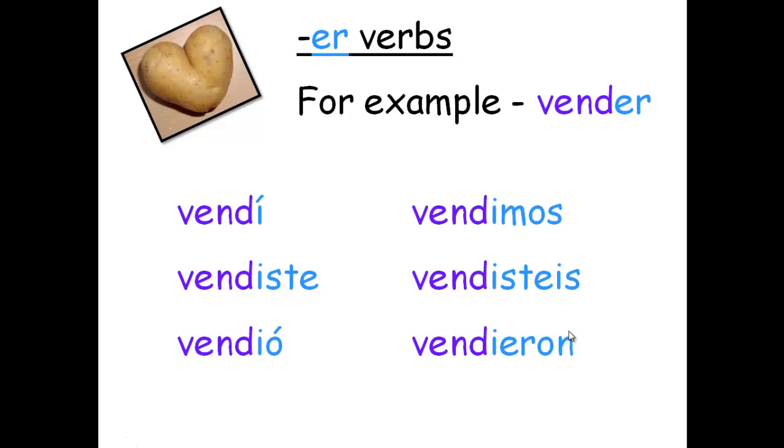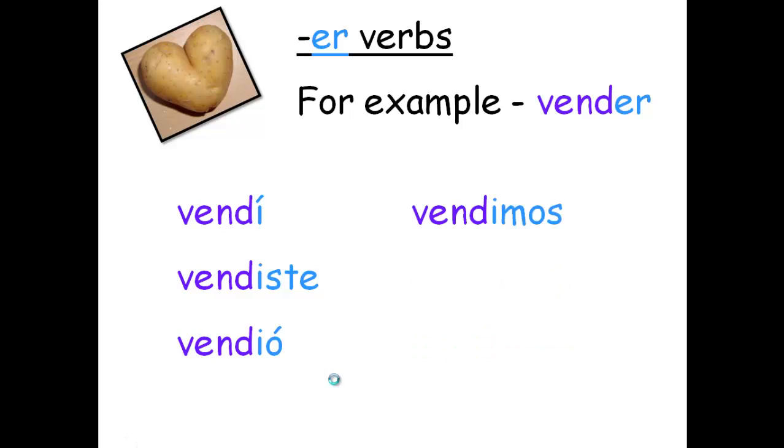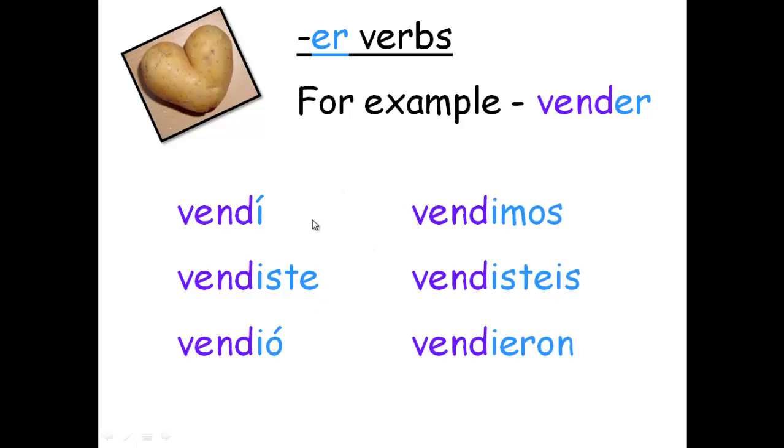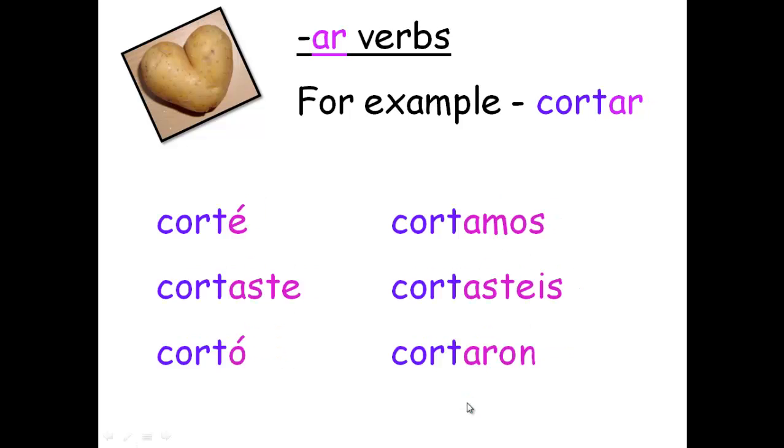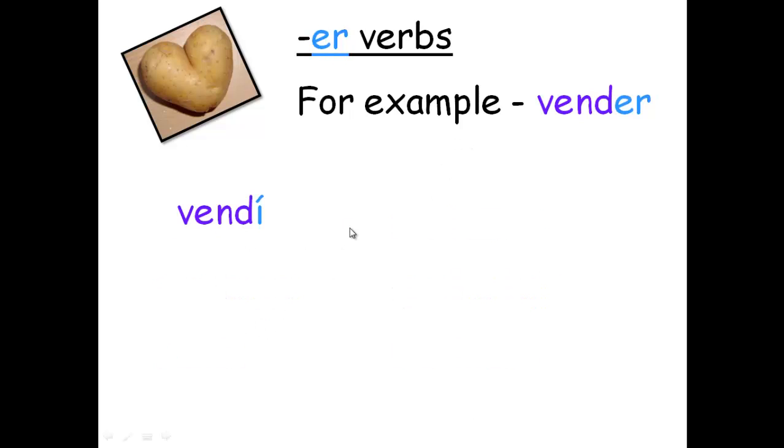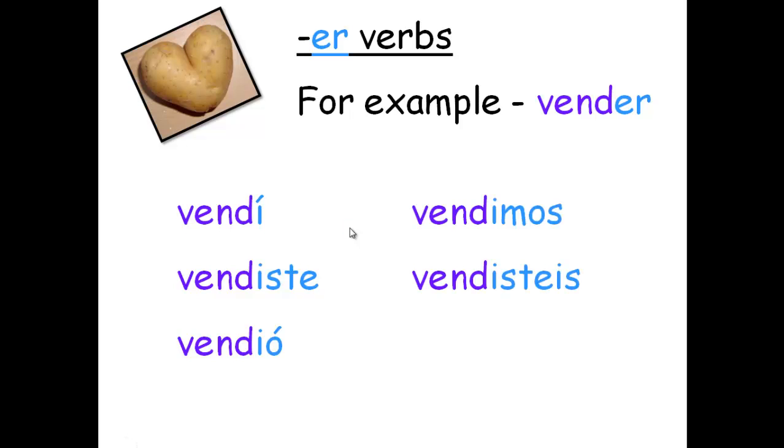The points to note about these endings are, first off, don't forget the í with the accent. Second off, don't forget the ó with the accent. So the í with the accent and the ó with an accent. But you can see, actually, that we've got the í, iste, ió, imos, isteis, ieron. They're not all that dissimilar from the AR verbs, where we've got é, aste, ó, amos, asteis, aron. Í, iste, ió, imos, isteis, ieron. Don't forget, down here it's i-ó, not just ó.